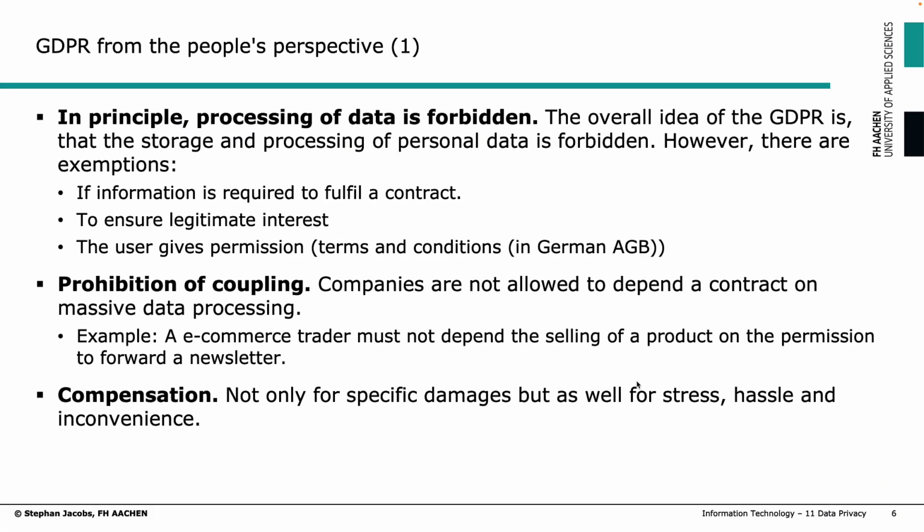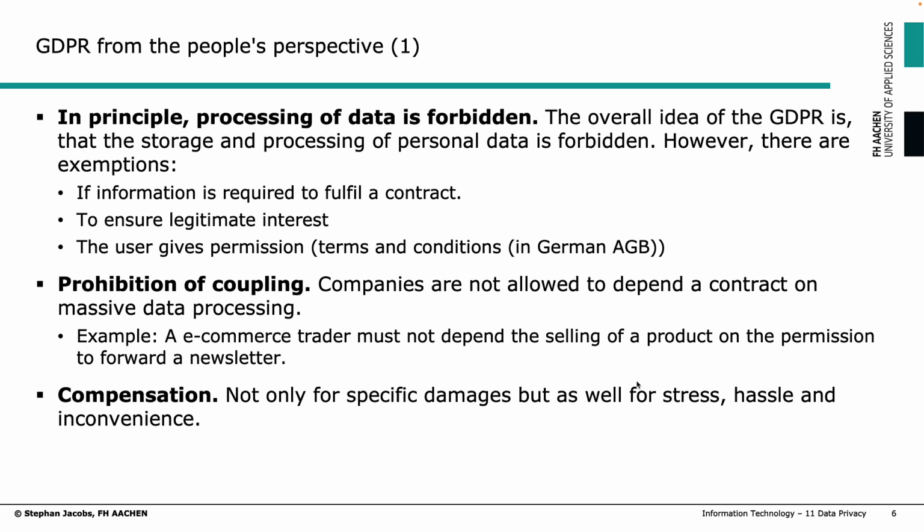There are different perspectives on GDPR. Let's first take our perspective as people, as individuals. In principle, the processing and the collection of personal data, of data about me, is forbidden. The overall idea of the GDPR is that the storage, the processing and the collection of data about persons, so personal data, is forbidden. This data belongs to me and nobody else but me must collect data about me. However, there are exemptions.